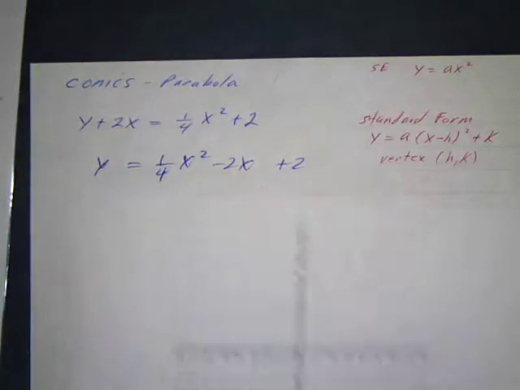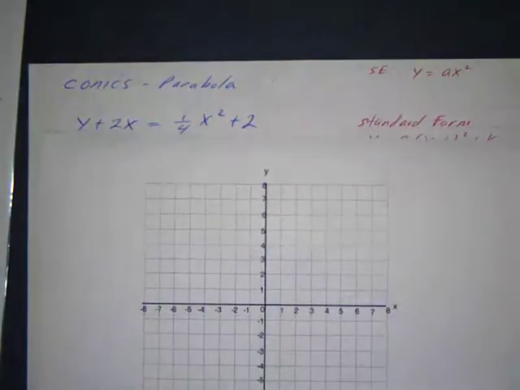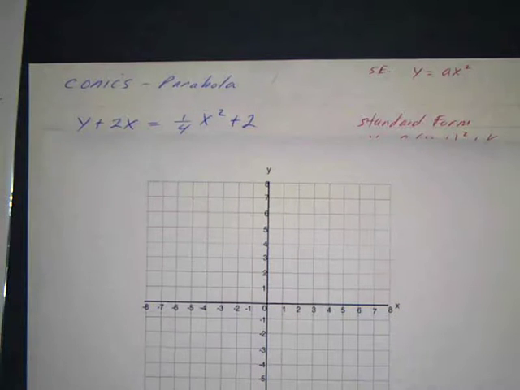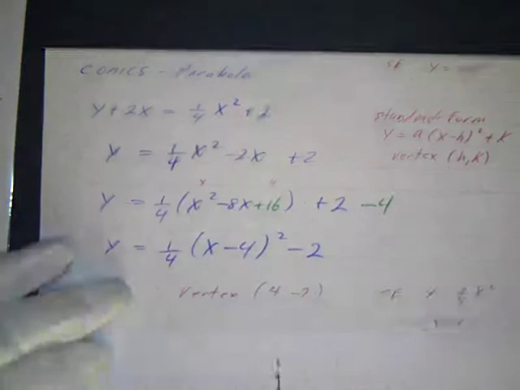So let's kind of graph some of this first of all. My vertex is going to be at 4, negative 2.